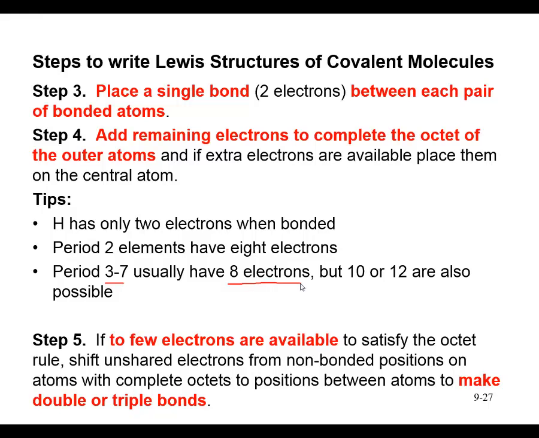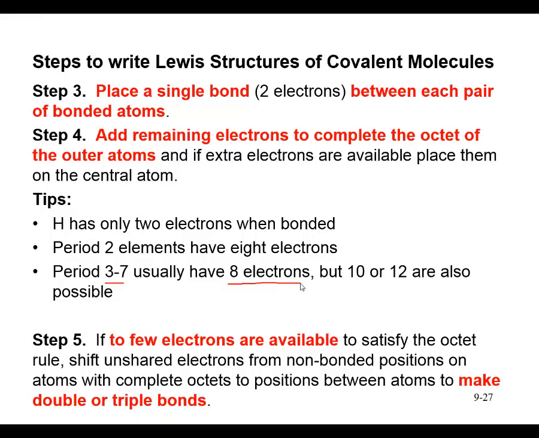Now, step 5 is to make sure you've used the right number of electrons in your structure. If you have too few electrons to fill the outer octets of the atoms in your Lewis structure, what you want to do is share additional electrons in covalent bonds until all of the atoms in your structure have the full number of electrons they need to fill their octets.